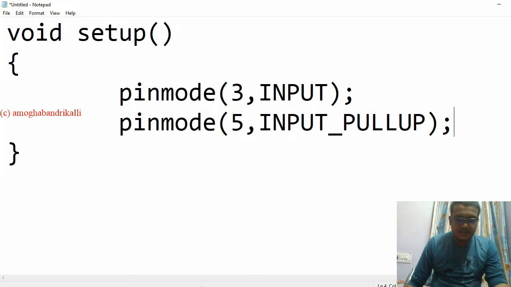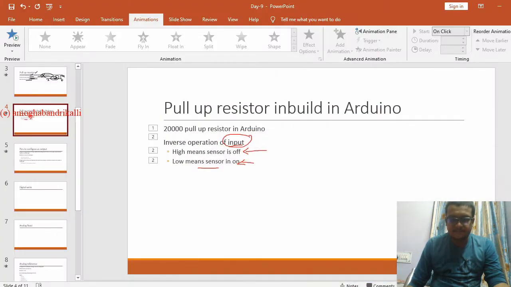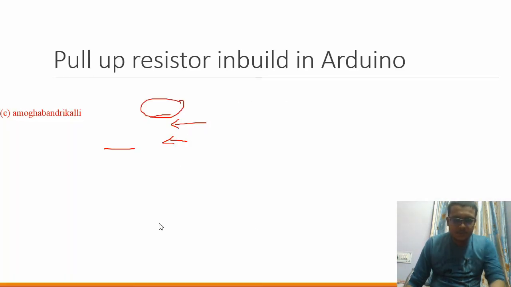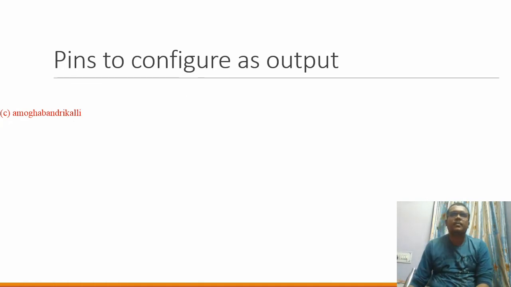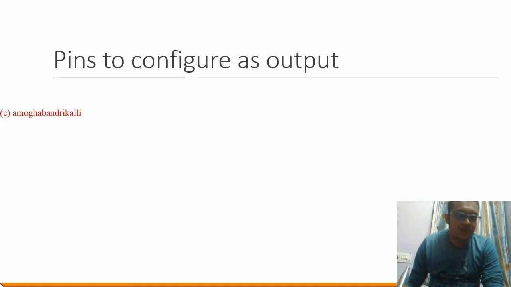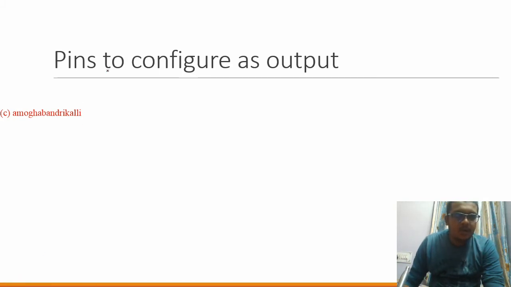So next we have another topic here. Audio is working fine. Okay, pull-up resistors. How to configure the pins to work as an output pin.